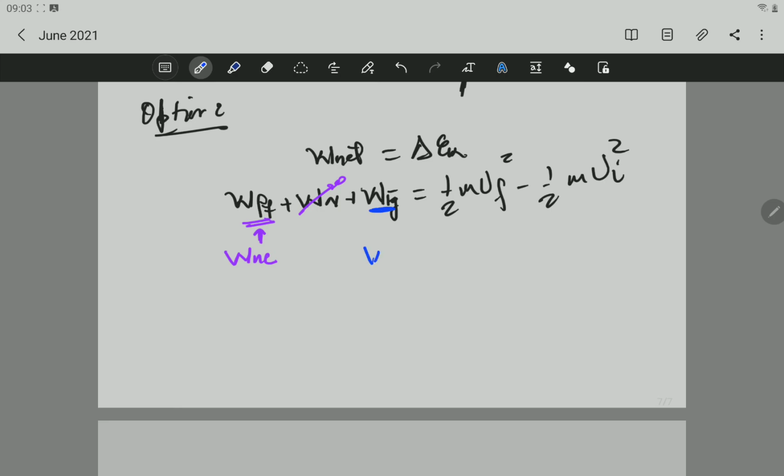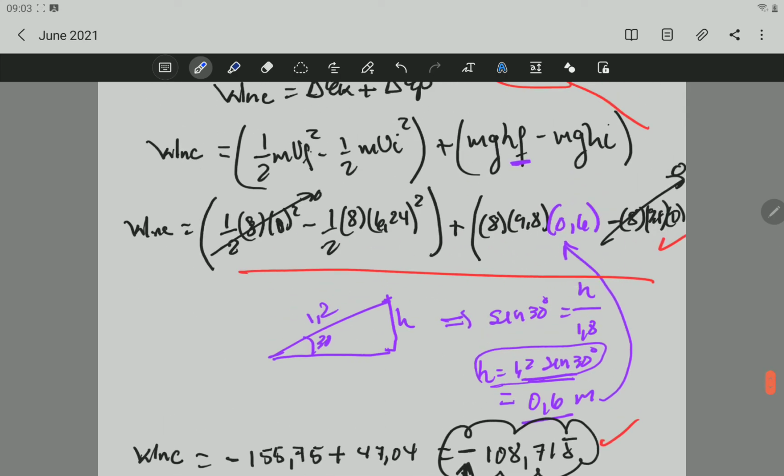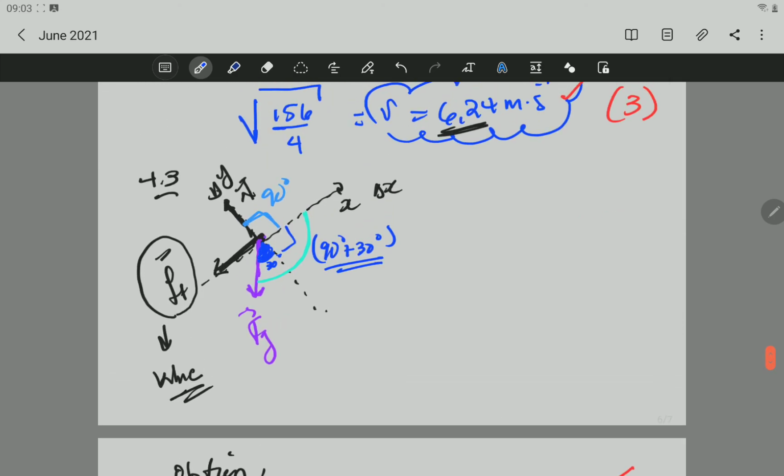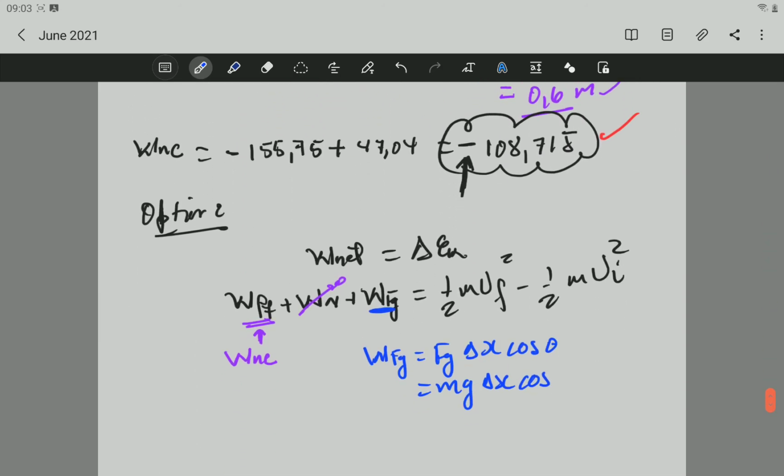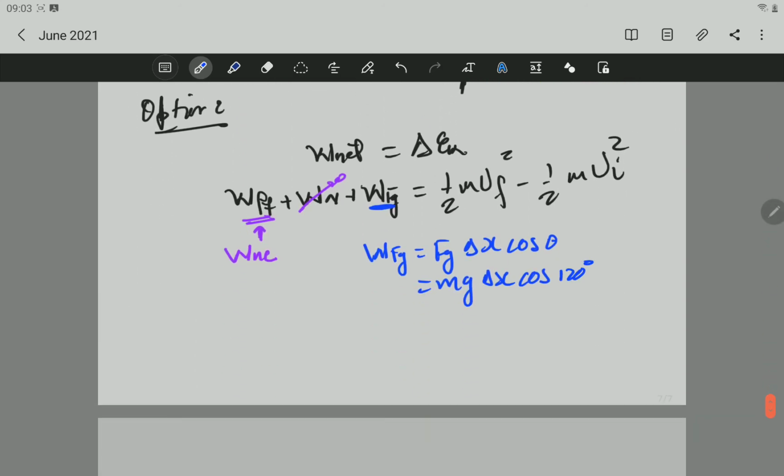The work done by the gravitational force is equal to gravitational force multiplied by displacement multiplied by the cosine of theta. So this is the product of mg, displacement, cosine of theta, and remember at the beginning we managed to see theta is 90 plus 30, which is 120 degrees. If you substitute here, you have 8 multiplied by 9,8 multiplied by 1,2, which is the displacement, multiplied by cosine of 120 degrees. So we can do that calculation real quick.